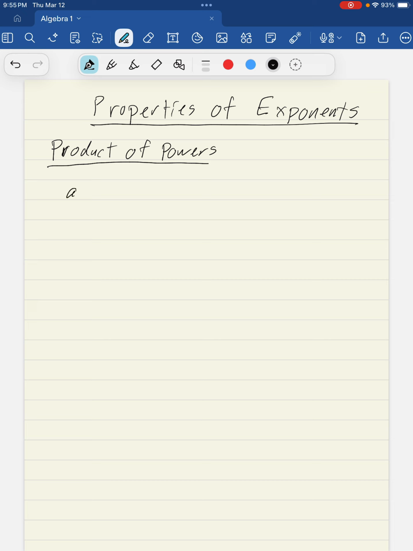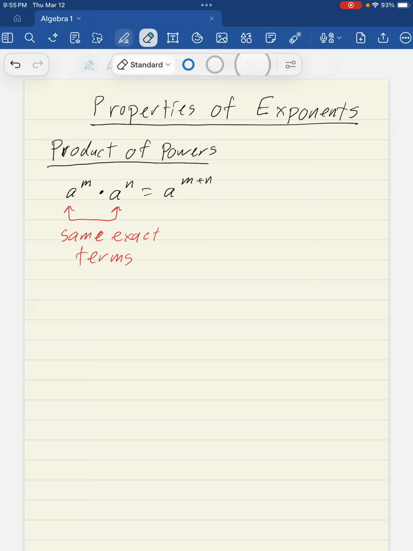You're going to have a number to one power times the same number or variable to a different power. Now, these have to be the same exact term. Could be variables, could be numbers. And then that's going to give us a to the m plus n power. So we would add these two values, and that's going to be our new power. Okay. Now, you're going to be able to do those.